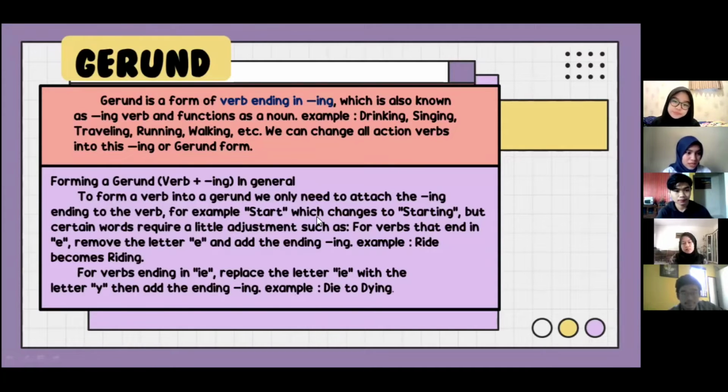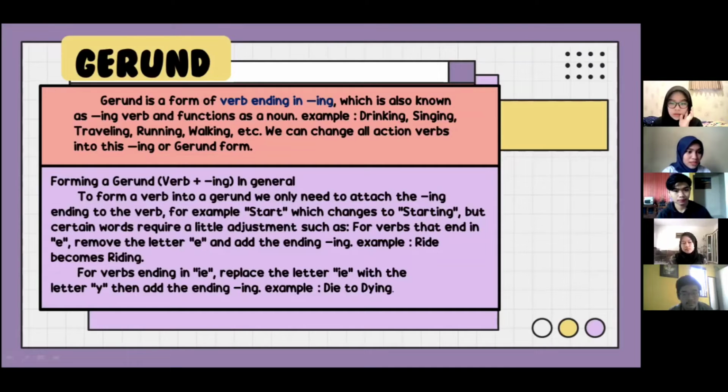We can form a gerund with verb plus ing in general. To form a verb into a gerund, we only need to attach the ing ending to the verb. For example, start changes to starting. But certain words require a little adjustment, such as verbs that end in e. Remove the letter e and add the ending ing. Example, ride becomes riding.